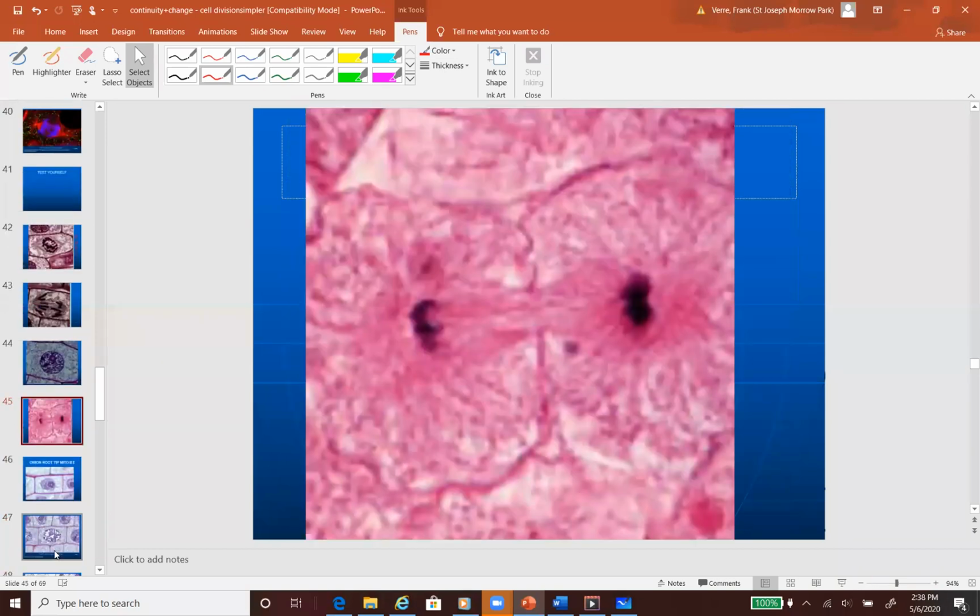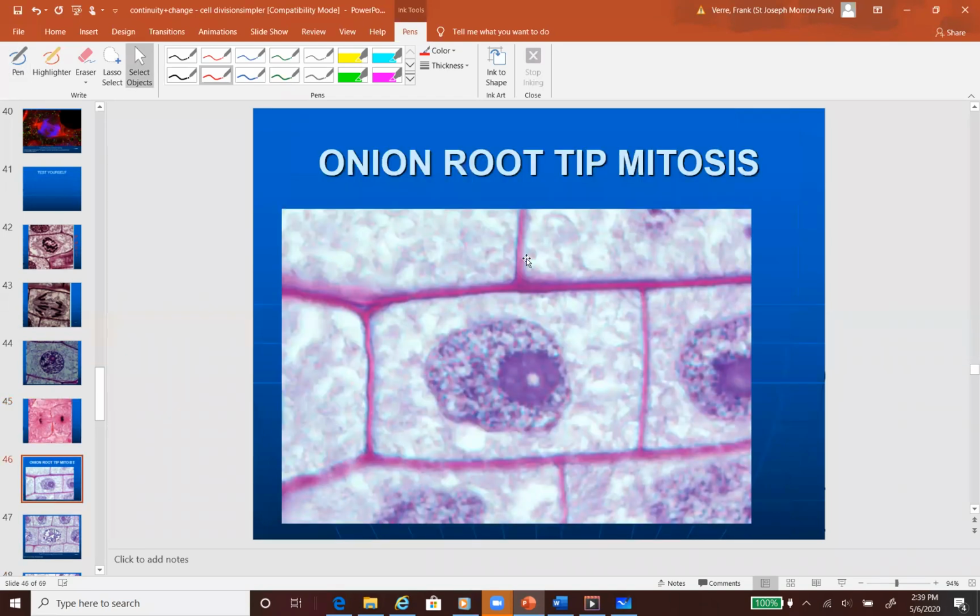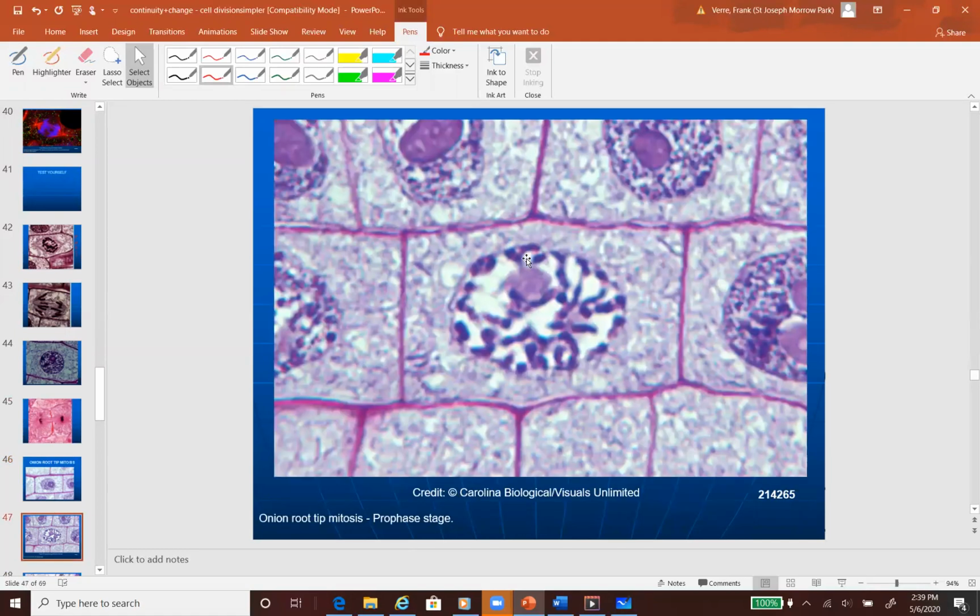Okay, this looks like the cells are splitting in the middle. You can see it looks like it's pinching in here. So I would say this is telophase and cytokinesis. This is, for example, in the onion root. So you could see most likely this is interphase.